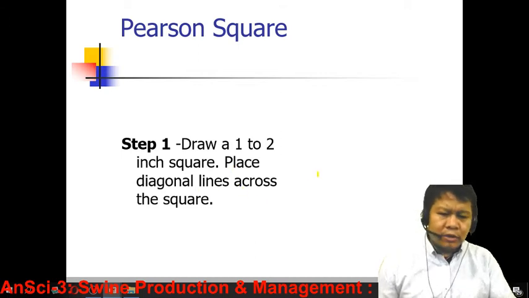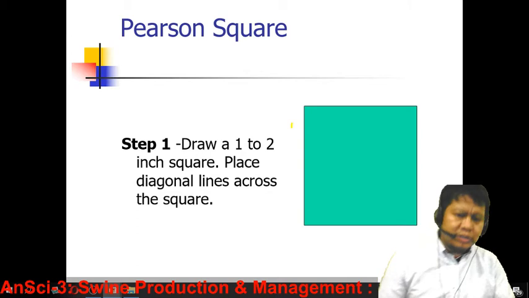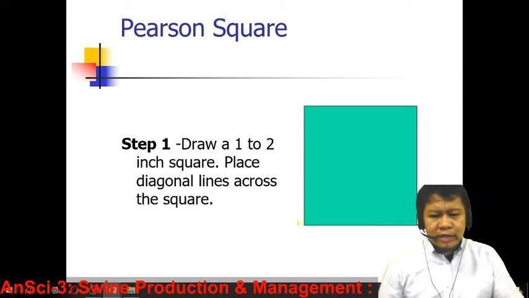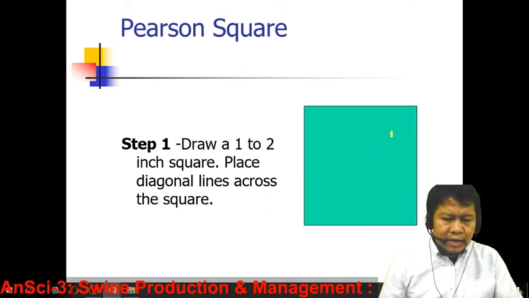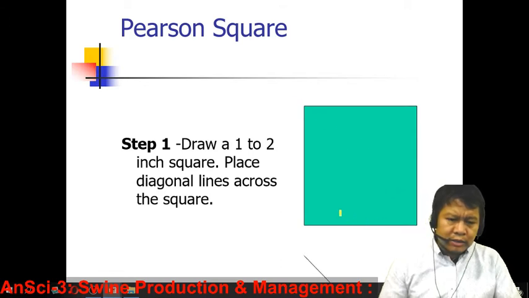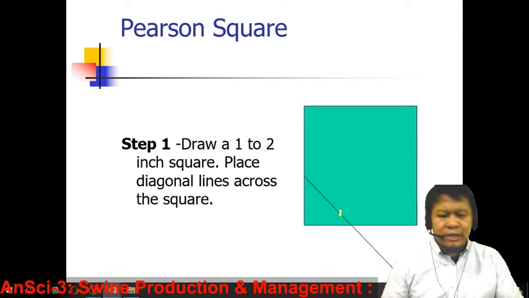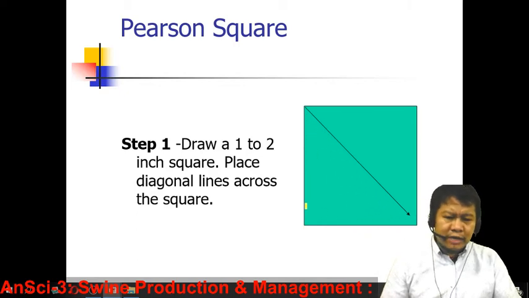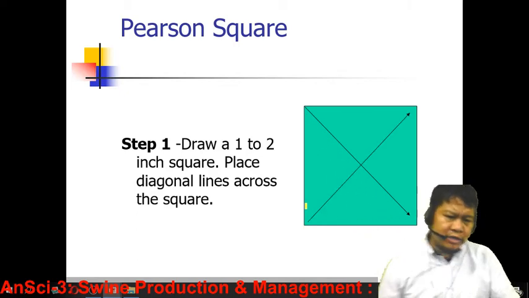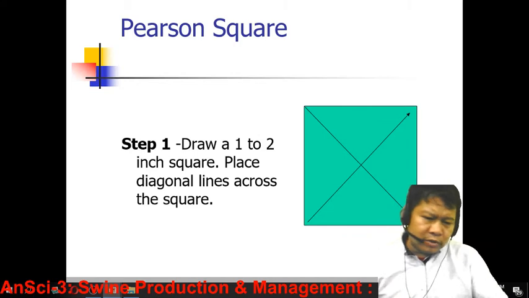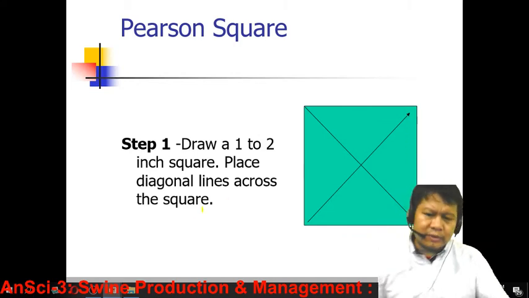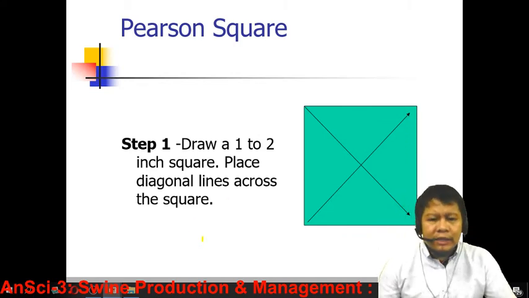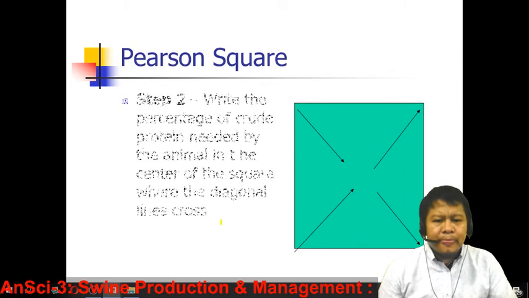So we draw a square. So this is the square. Then place a diagonal line, we have to make a diagonal line, cutting through the middle. So this is the diagonal line. And the other side. So take note of the arrows. There are arrows there, and here. Okay, that's step number one. Proceed to step number two.